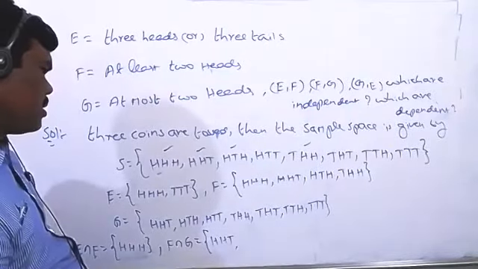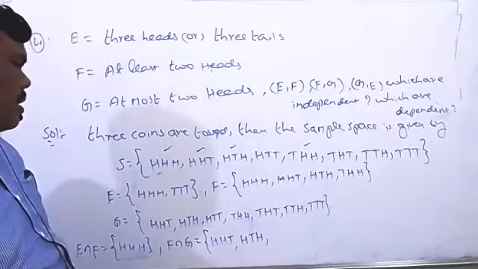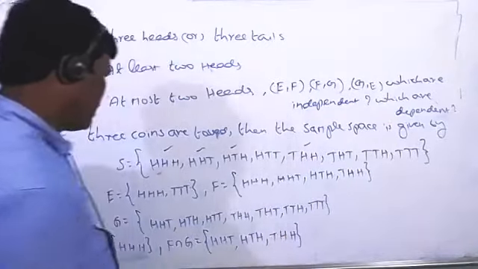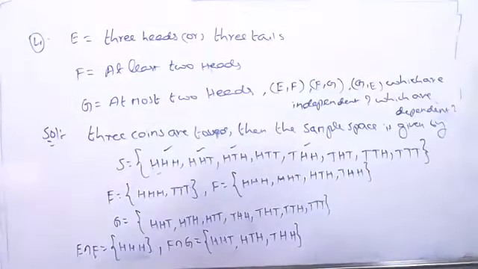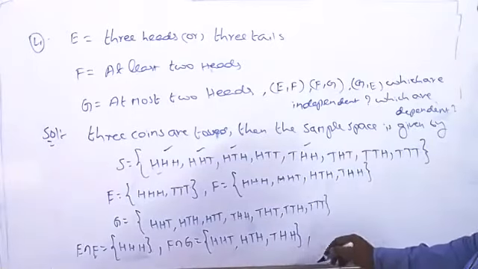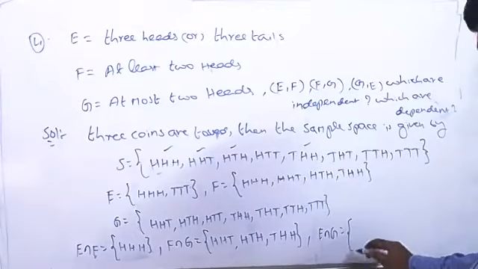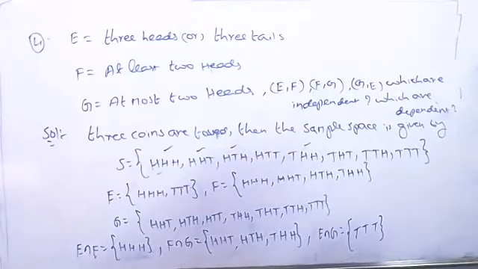Next, head, tail, head; and tail, head, head. This is the F intersection G. Now we can find E intersection G also. E has only triple H and triple T, so only tail, tail, tail is possible. Now we can find all the values here.